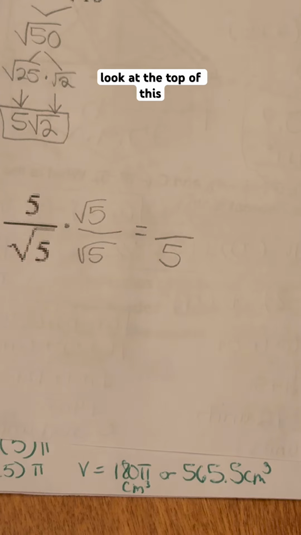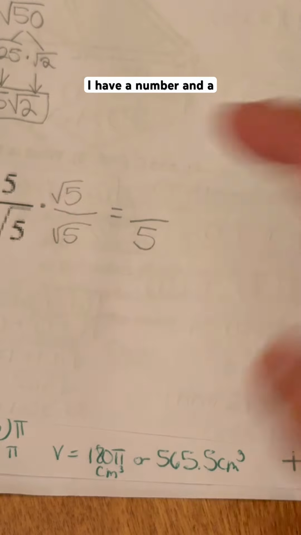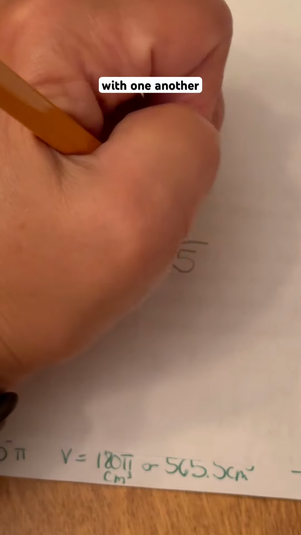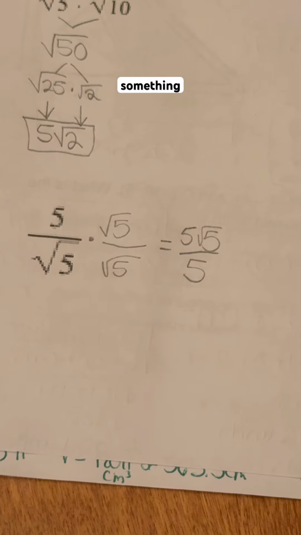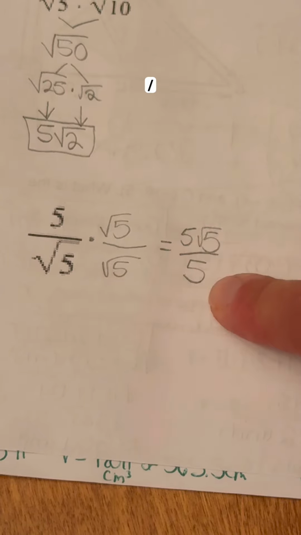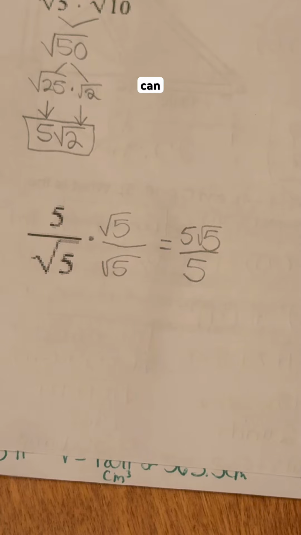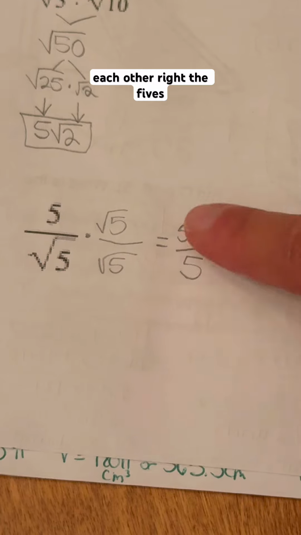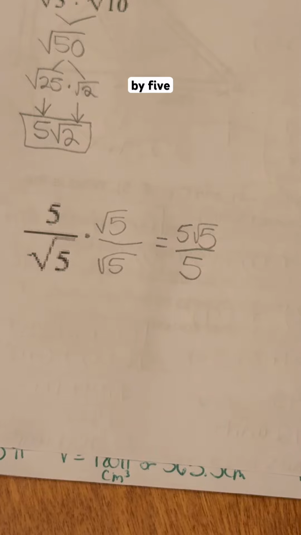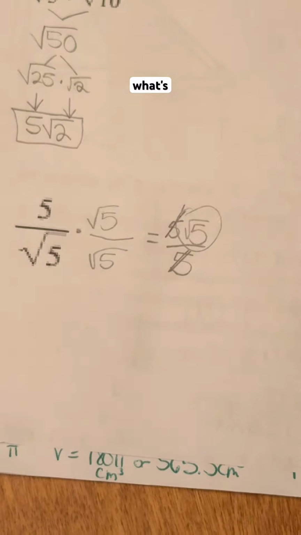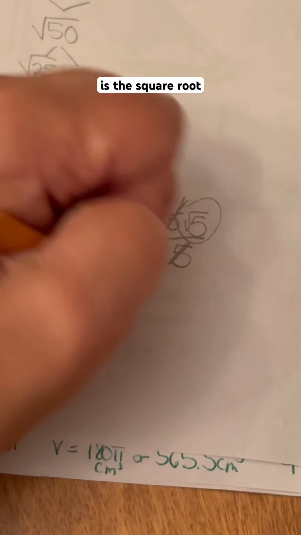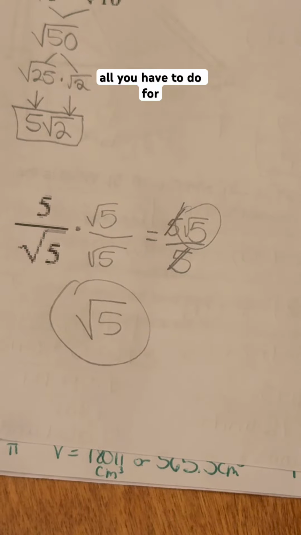Now I look at the top of this in the numerator, and I have a number and a square root that I cannot combine with one another. So I'm going to have 5 times the square root of 5. It's a lot of 5's going on there. And I do see something else that can be simplified. 5 divided by 5, that can completely cancel each other, right? The 5's can cancel each other because it's 5 divided by 5. So these are going to wipe each other out, leaving me with 1, or what's left, just the square root of 5. So my finalized answer for this is the square root of 5. And that's all you have to do for this one.